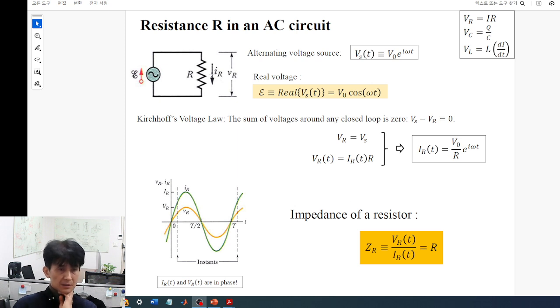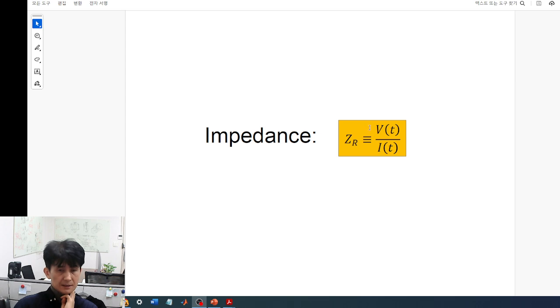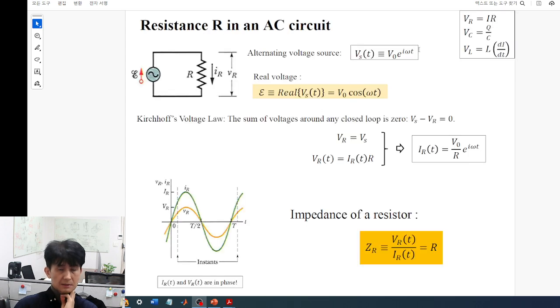If there is just a resistor, the impedance of the resistor is just R, a real value. Here, as the impedance of a resistor is the real value, the voltage and the current do not have any phase lag. So they have the same phase because R is a real number.